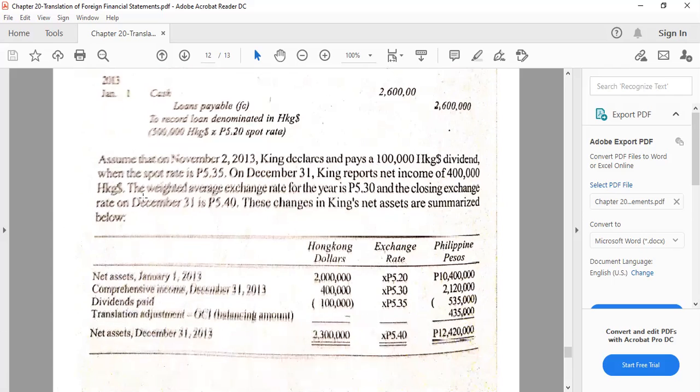Now, the assumption is that on November 2, 2013, King declares and pays a 100,000 Hong Kong dollars dividend, with the spot rate at 5.35.